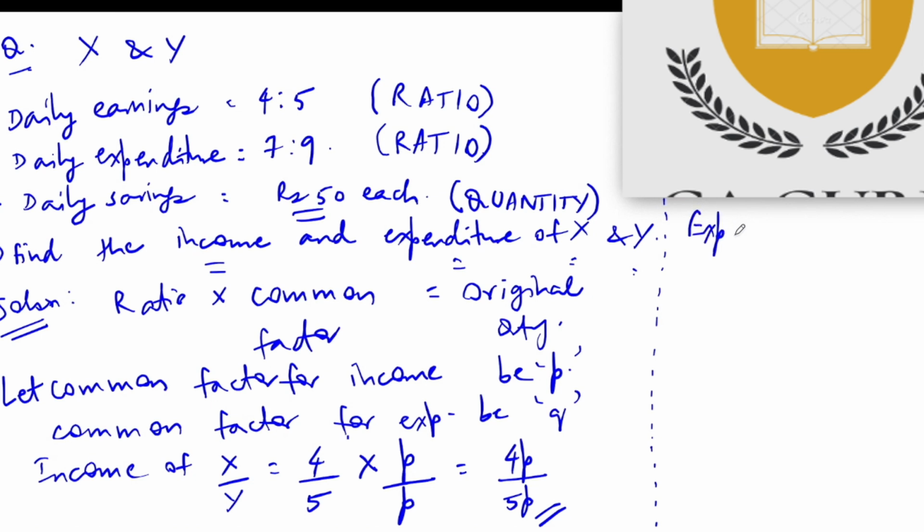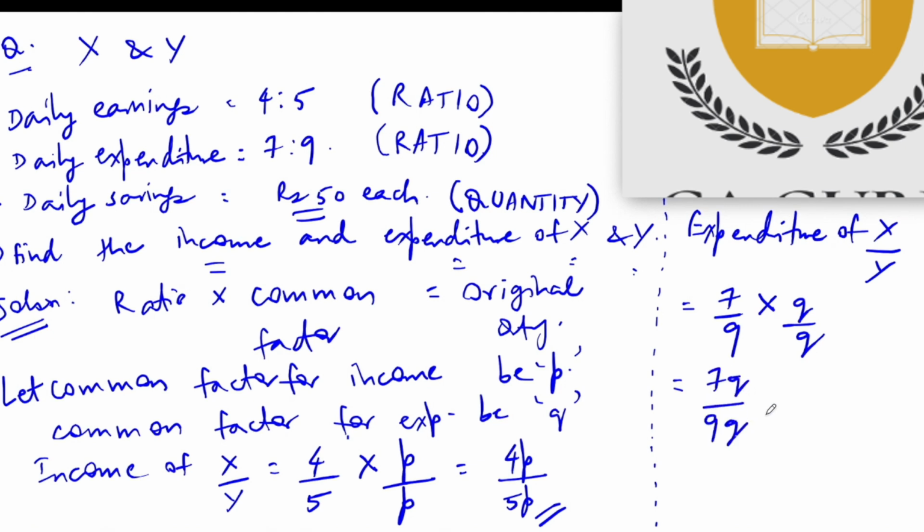The next is expenditure given. Now expenditure of X by Y is given to be 7 by 9. Let us multiply this by the common factor for expenditure, which is Q. So 7Q by 9Q. This is the second most important relationship here.